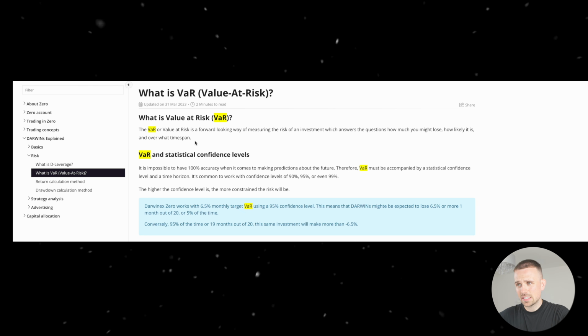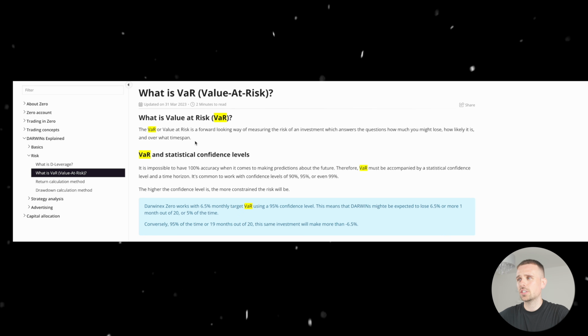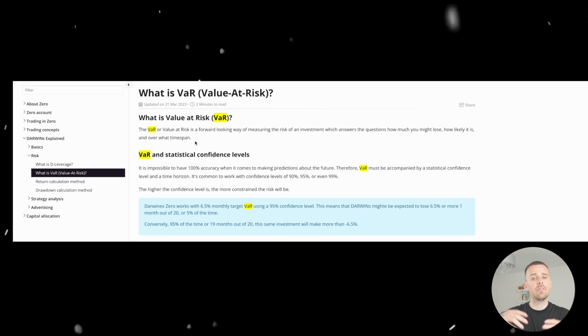VAR, or value at risk, is a forward-looking way of measuring the risk of an investment, which answers the questions of how much you might lose, how likely it is, and over what time span. This gives the investors an idea of potentially how much their investment could lose, over what period of time, and a percentage of how likely it is.